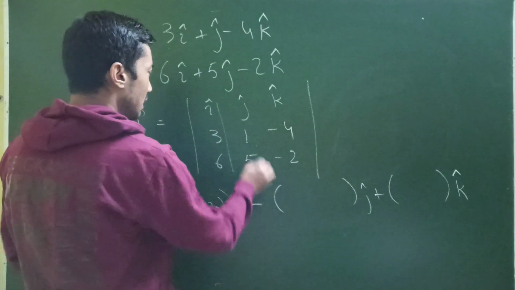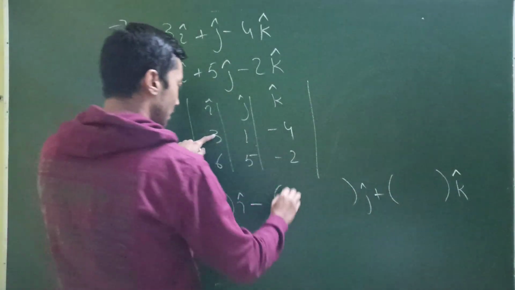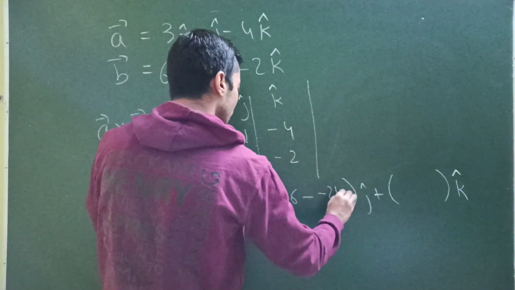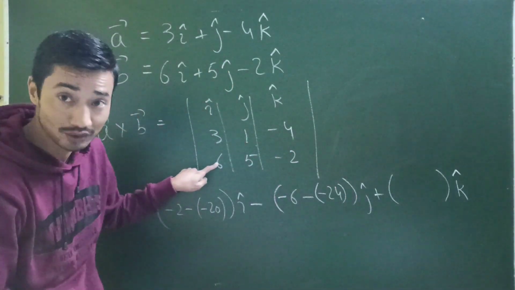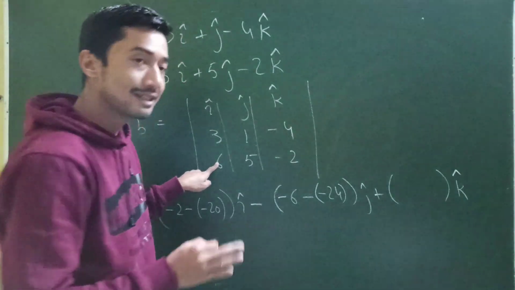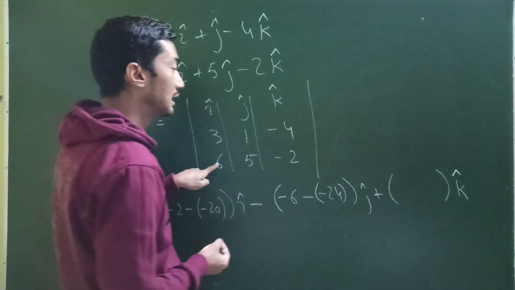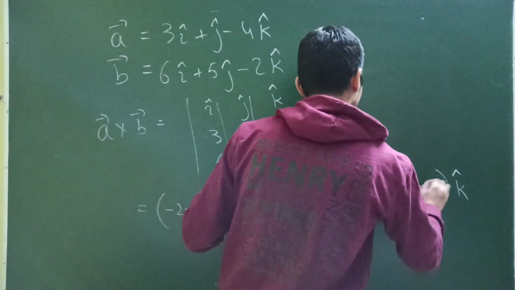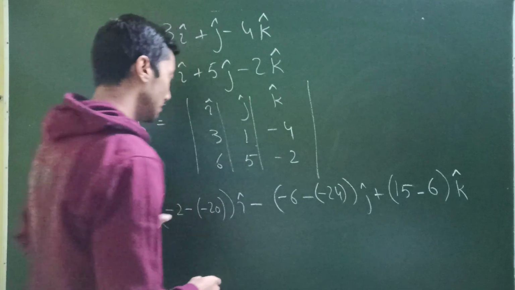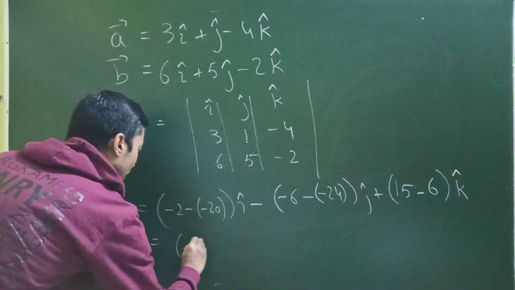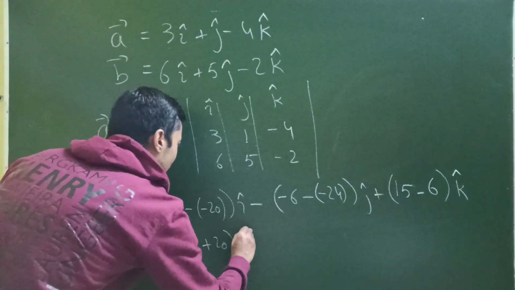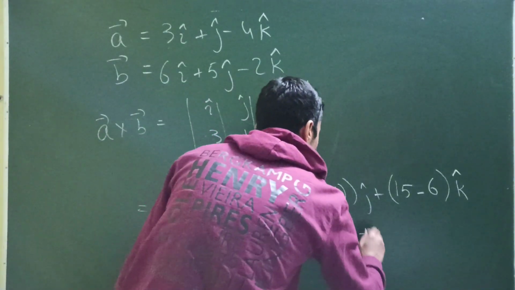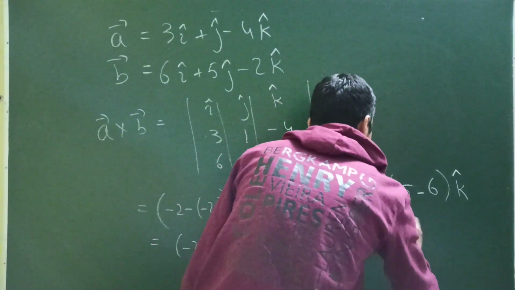Alright, next for j, ignore this. 3 into minus 2 is minus 6, minus 6 minus 4 into 6 is 24, minus 24. Careful with the negative values. Simple multiplications can cost you marks. Careless mistakes. Similarly, k, ignore this. 3 into 5 is 15, minus 6 into 1 is 6. Now let's solve this. Minus 2 plus 20 i, minus 6 plus 24 j, plus 15 minus 6, I think that will be 9.